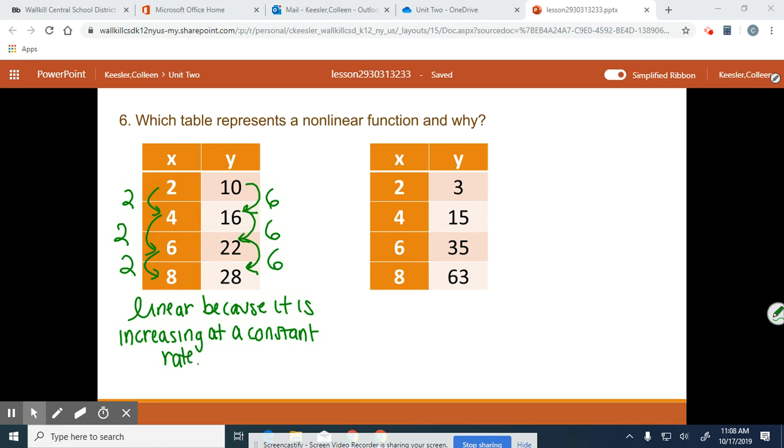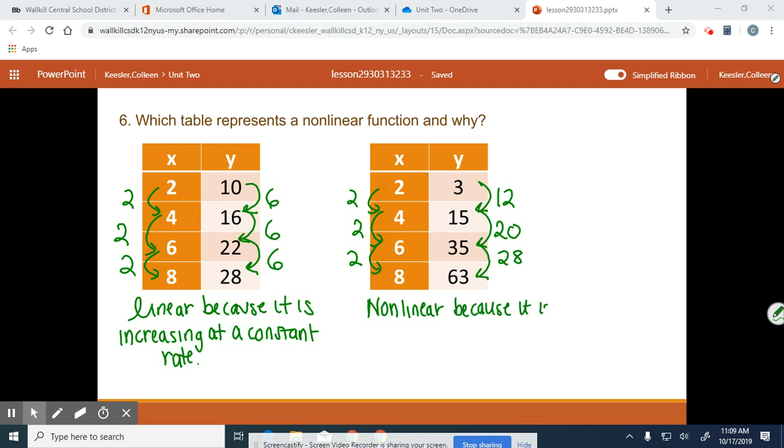Okay, then over here, if we look at this one, looking at the x, it's increasing by 2, increasing by 2, and increasing by 2 again. Looking at the y, 3 to 15 is increasing by 12. 15 to 35 is increasing by 20. 35 to 63 would be, if it was 35 to 65, 30, but it's only going up by 28 because it's 2 less than that. So I have 12, I have 20, I have 28. 12 over 2, 20 over 2, and 28 over 2 are not the same. So it's not increasing at a constant rate. So this is nonlinear because it is not increasing at a constant rate.